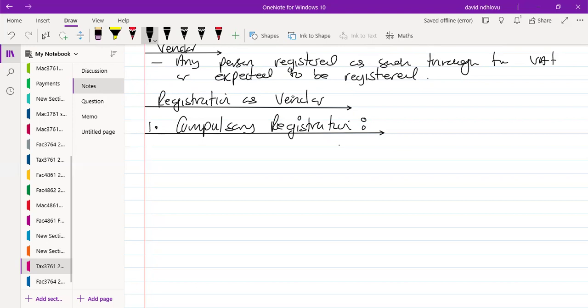So compulsory registration means you have qualified to be a vendor according to the law and you should immediately register, usually within 21 days. If you fail to do so, when the law finds out, they will then register you and then they will go back and check your tax affairs, and they will demand payments, and you may be charged interest if you were supposed to make payments and you did not make them.